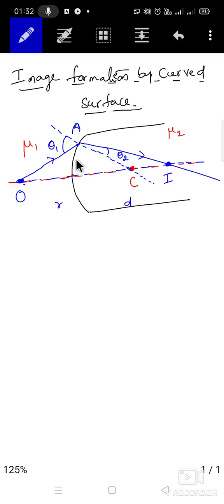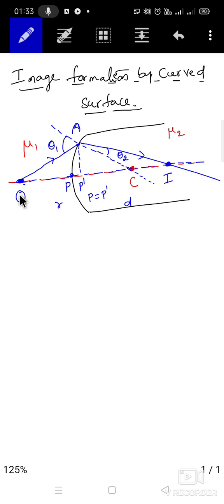Now let us assume this is the height h. This is the height h from the principal axis. This is the optical center or pole of this curved surface, P. This one is called P dash. These rays are called paraxial rays. The gap between these two is very small. That's why we are assuming P is equal to P dash. Now let us see here.